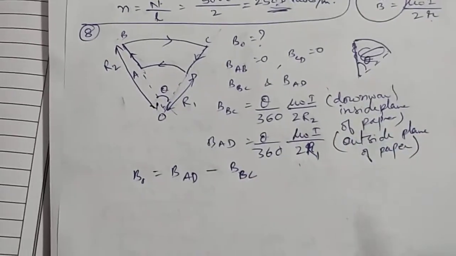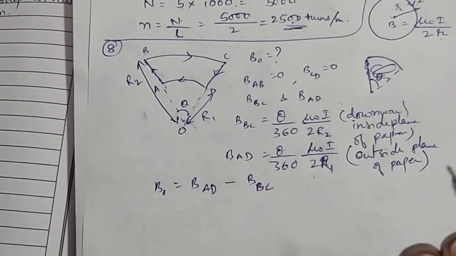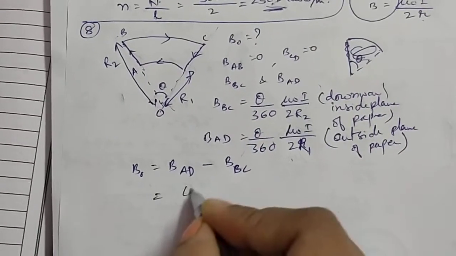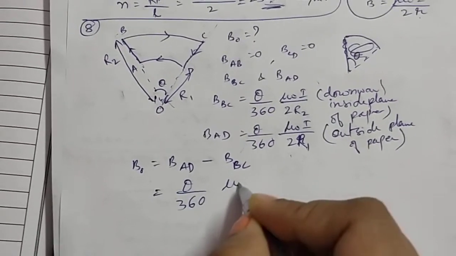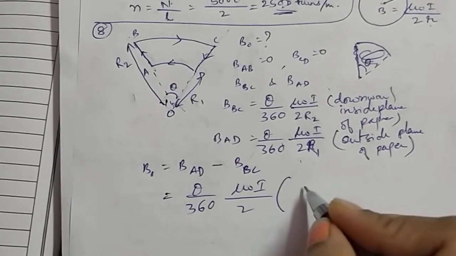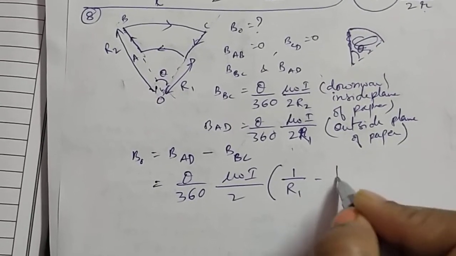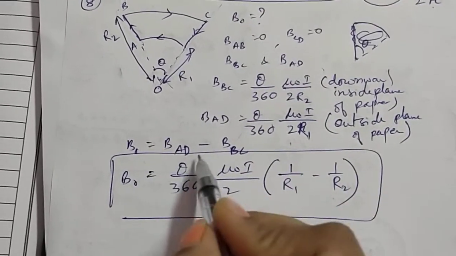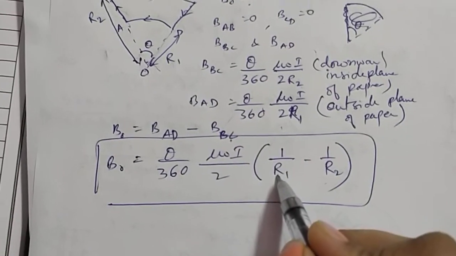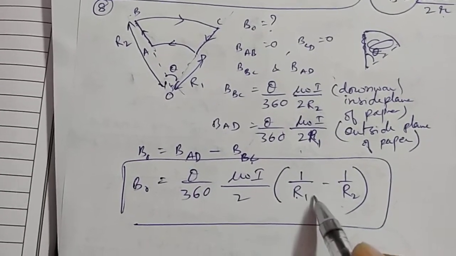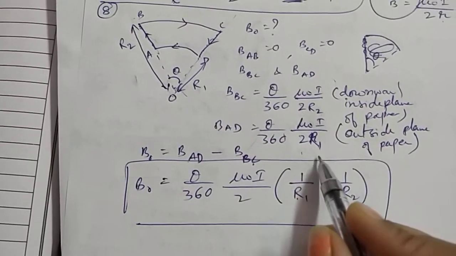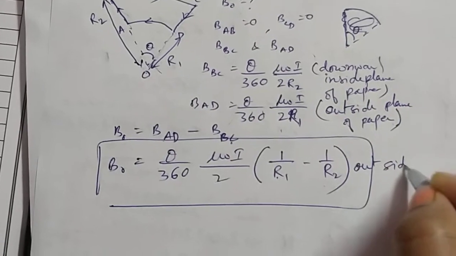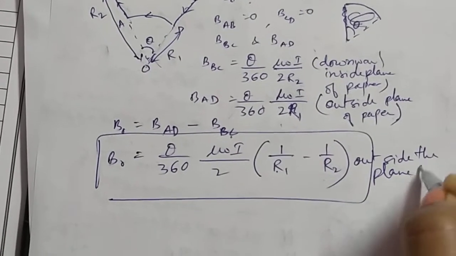BBC. Like this you can subtract anything from anything. If you get a positive number, that will be the direction. So here it will be theta by 360, taking all the common things, mu naught I by 2, upon 1 by r1 minus 1 by r2. This will be your magnetic field at the center, and because I took BAD minus BC, you see r1 is smaller in the denominator, so this fraction will be greater, so this will be a positive number. That means the net magnetic field is outside the plane of the paper.